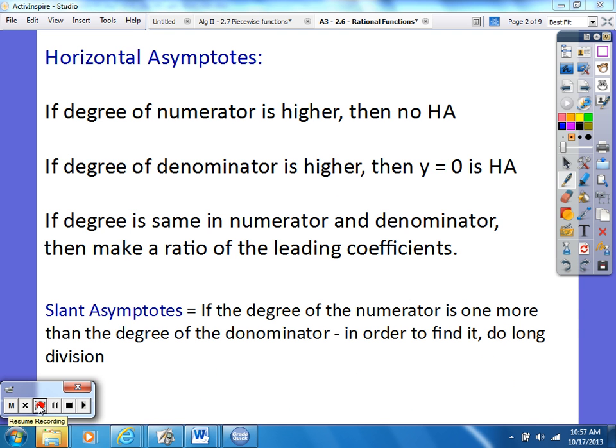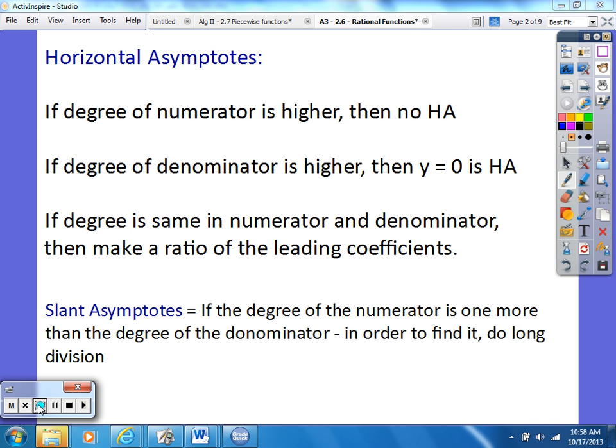So in order to graph a rational function, you actually have to find a few things. One of the things you have to find is a horizontal asymptote. And there are rules to follow. If the degree of your numerator is higher, there's none. There's no horizontal line. But if the degree of your denominator is higher, then it's y equals 0. If they're the same, then you make a ratio of the leading coefficients.